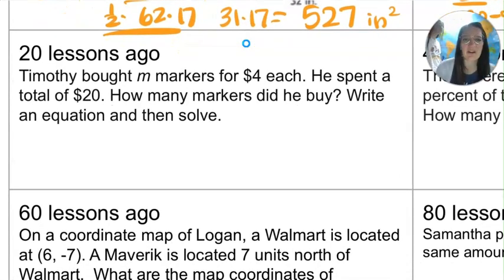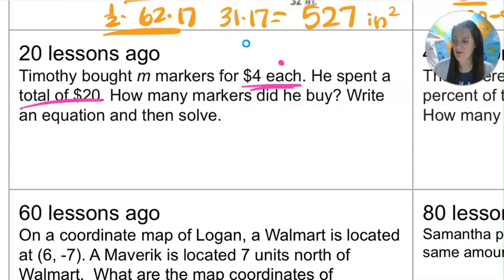Timothy bought M markers for $4 each. Or per marker, right? $4 per marker, each marker. So we know that's times. He spent a total of $20. How many markers did he buy? Write an equation and then solve. So I got to write the equation first.